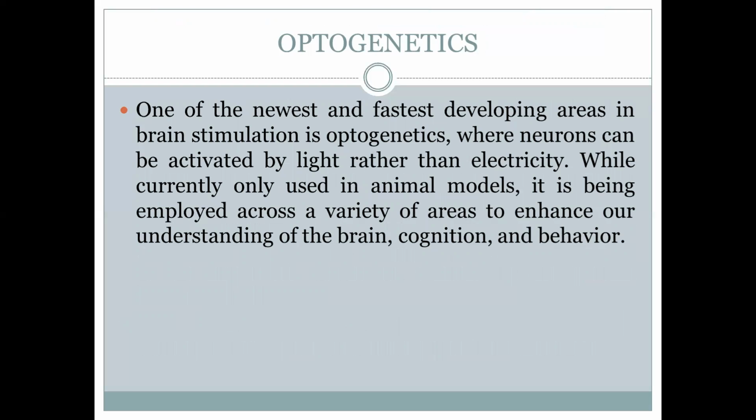Optogenetics. One of the newest and fastest developing areas in brain stimulation is optogenetics, where neurons can be activated by light rather than electricity. While currently only used in animal models, it is being employed across a variety of areas to enhance our understanding of the brain, cognition, and behavior. Furthermore, the technique is not only being used to refine existing DBS systems, it is also being paired with other methods such as fMRI to further enhance our understanding of brain function in both normal and disordered behavior.